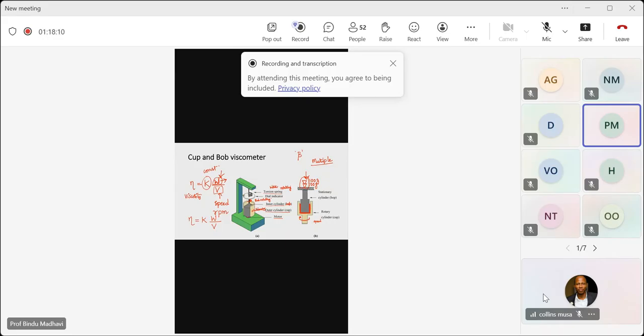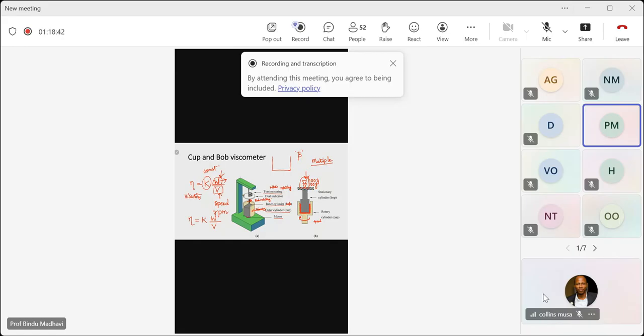Now the last equipment, cone and plate viscometer. Sorry. I forgot to explain about the advantages and disadvantages of this cup and bob viscometer. So here, of course, we are using multiple values of shear stress. We can use these for Newtonian systems and non-Newtonian systems. We can measure the viscosity at a wide range of shear stress. There is no problem in that. You can gradually even increase the shear stress. All those things are facilitated.